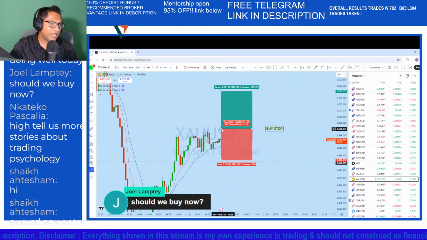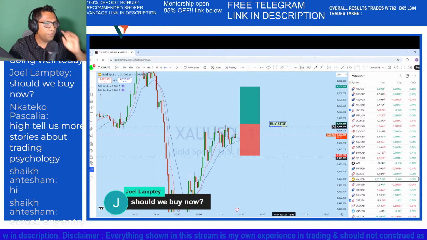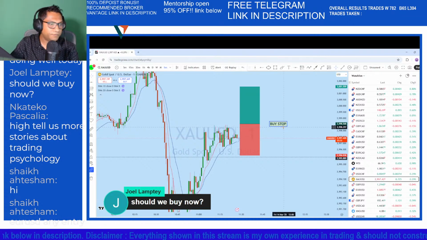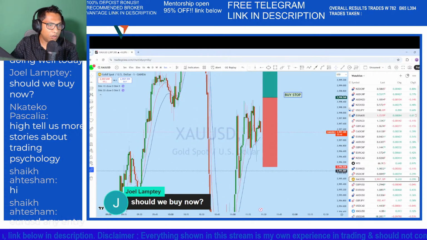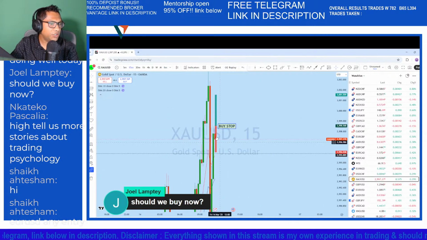So let's see the way it looks. We might see a potential bullish move. Let's see if it breaks to the upside, we will be on the trade. If not, then we are waiting to see new structure formation.